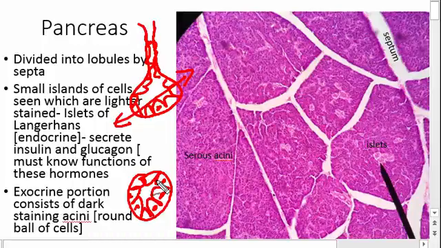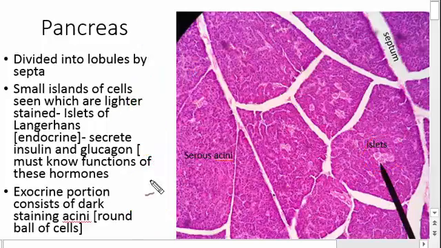The endocrine portion consists of these islets, and if you look at islets, they just consist of cells, and we can barely make out the cytoplasm. We just see the nuclei, and these cells, which are alpha and beta cells and other cells as well, which secrete insulin and glucagon, are interspersed between these acini. So here, if we look up here, we can see these islets interspersed, and then here are the serous acini. So when you see an island like this, you immediately know that this is the pancreas.